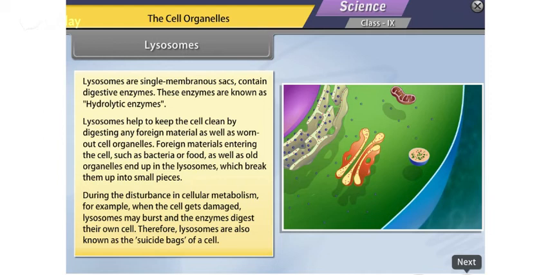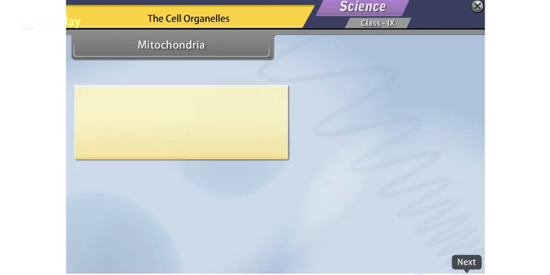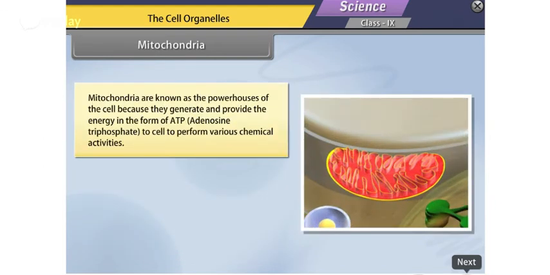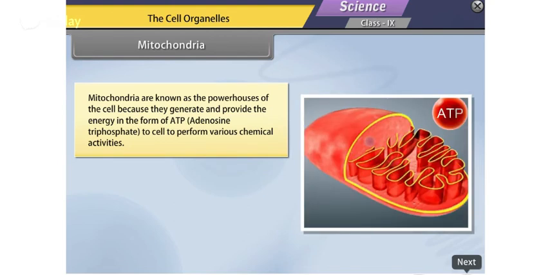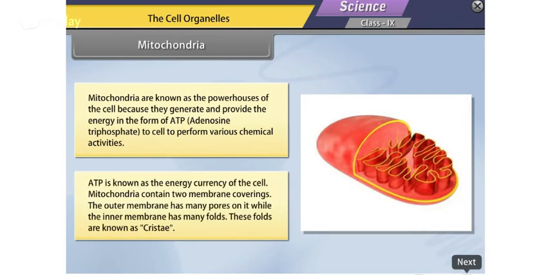Mitochondria. Mitochondria are known as the powerhouses of the cell because they generate and provide the energy in the form of ATP, adenosine triphosphate, to the cell to perform various chemical activities. ATP is known as the energy currency of the cell.